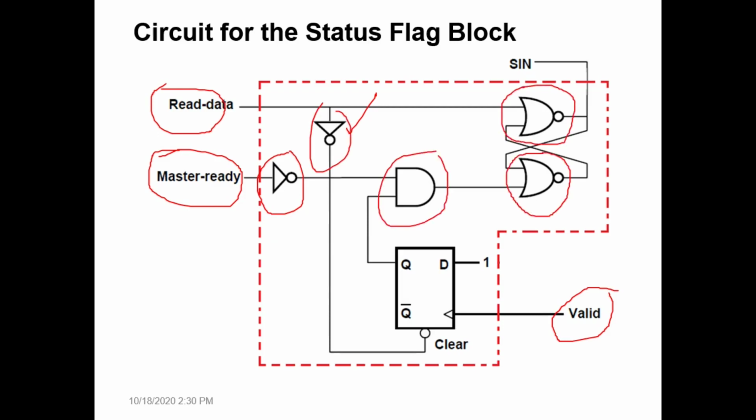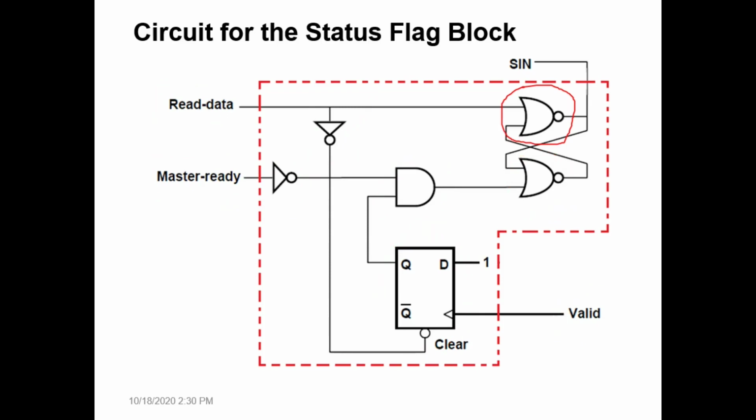1 AND gate and 1 D flip-flop. So you know how all these individually work. If you know how NOT gate, NOR gate, AND gate and D flip-flop individually work, then try to combine this circuit, how in combination they work and how SIN is produced. So please go through it.